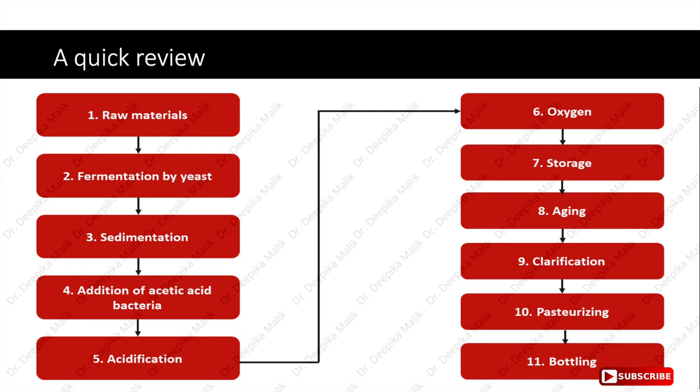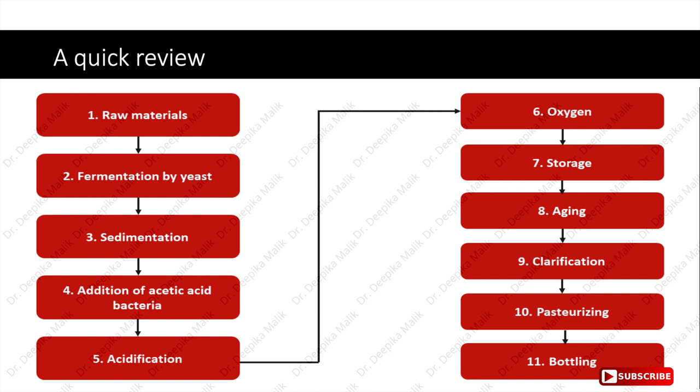So now let us have a quick review of the process of making acetic acid. First includes the selection of raw materials. Second is fermentation by yeast, which carries out anaerobic conversion of sugars into ethanol and carbon dioxide. Third includes sedimentation for the removal of yeast and pulp. Then is the addition of acetic acid bacteria for conversion of ethanol to acetic acid. After that, acidification is done by adding a small amount of pure vinegar to provide suitable acidic conditions for the growth of acetic acid bacteria and to inhibit growth of undesirable microorganisms.